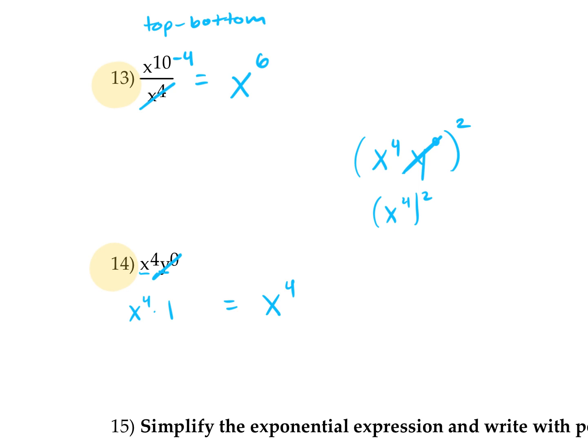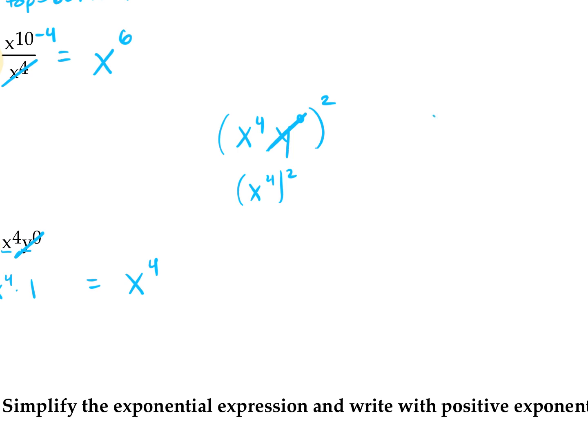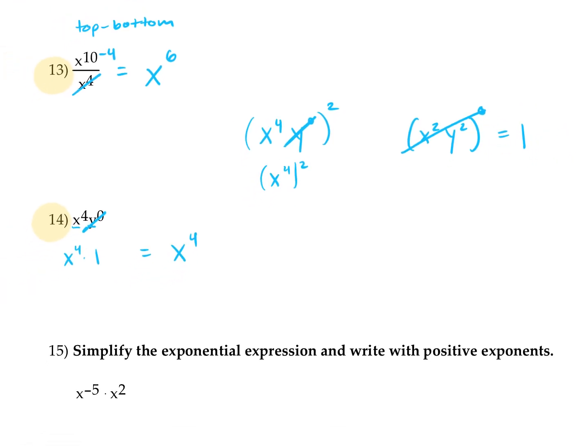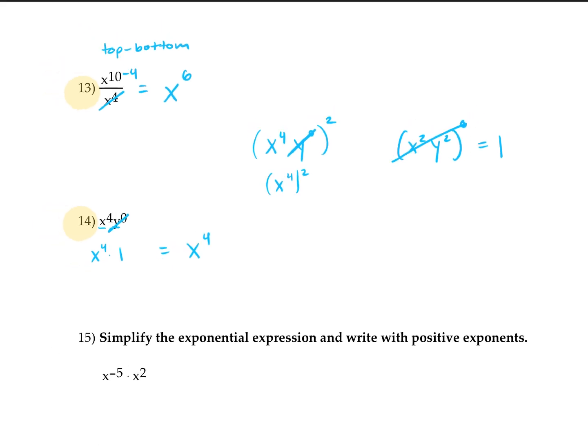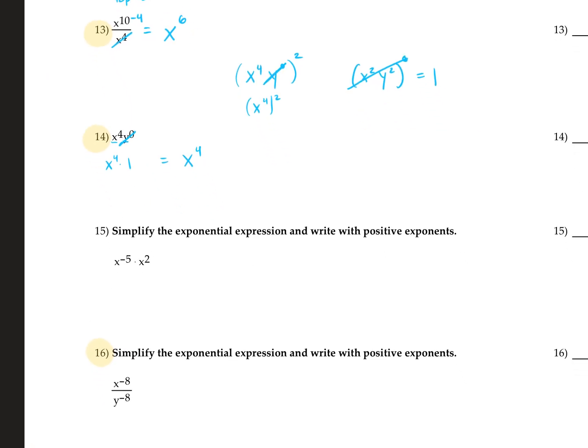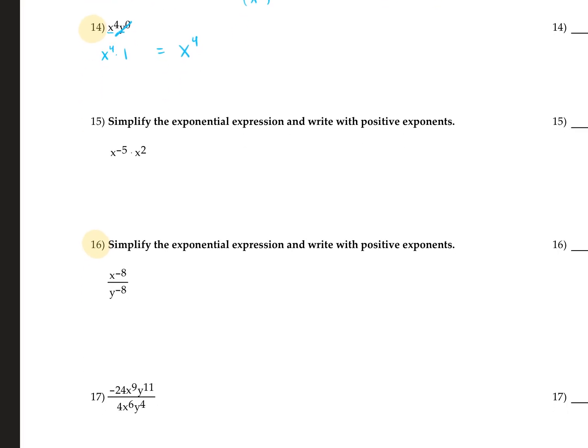What if I had something like, I think there's an example that we're going to do, but let's say x squared, y squared to the power of 0. It all cancels out and it all turns into 1. Any questions here? All right, let's look at 16.